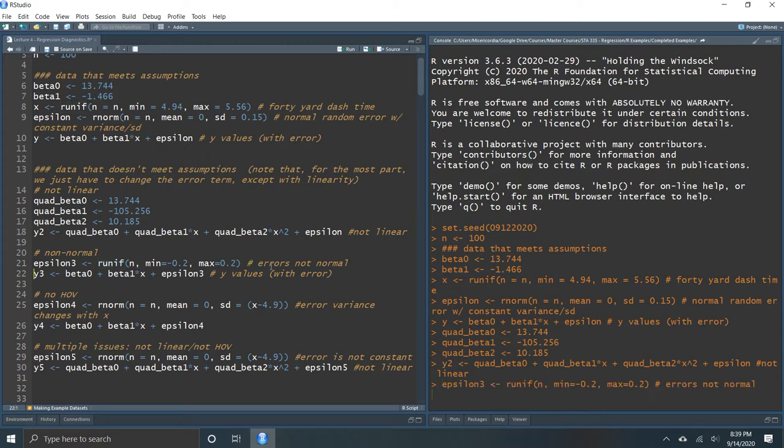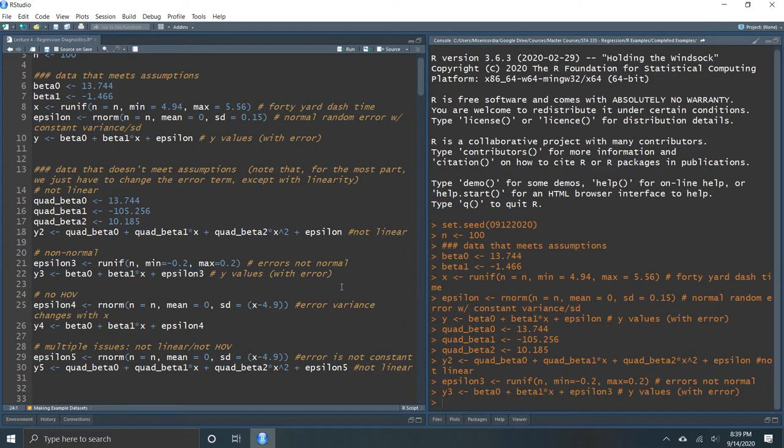And so I'll do that, and y3 is going to be the same exact regression model, except now instead of the errors being the normally distributed epsilon, it's going to be epsilon 3, which are the uniformly distributed errors. And we'll just see what happens if you move from a random normal distribution of errors to a uniform distribution of errors. We'll see if anybody even notices. All right.